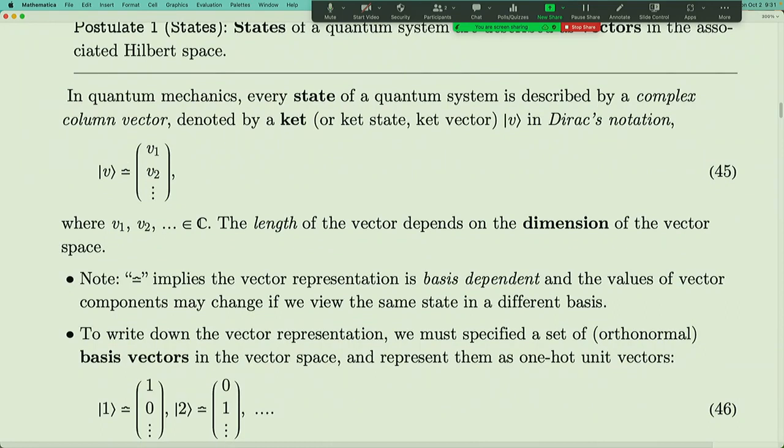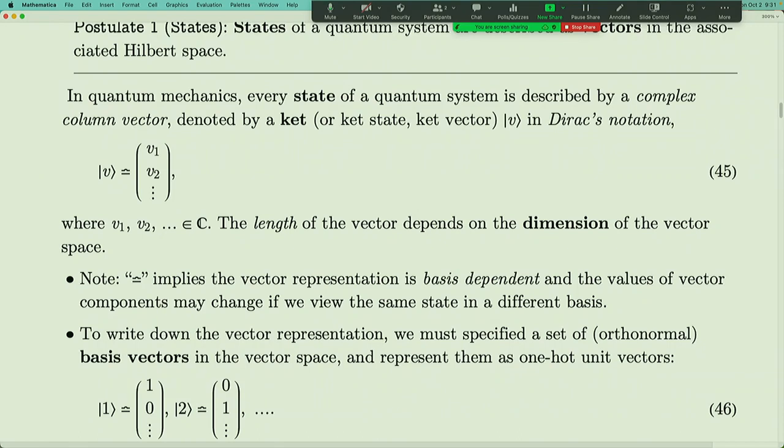In quantum mechanics, every state is described by a complex vector, and in particular, a complex column vector. So we denote that as a ket. This is the ket symbol, and this is a corresponding column vector in the Dirac notation, where every component in this complex vector is a complex number. And the length of this vector is the dimension of the associated vector space, or the Hilbert space.